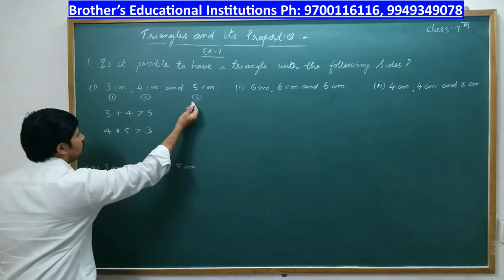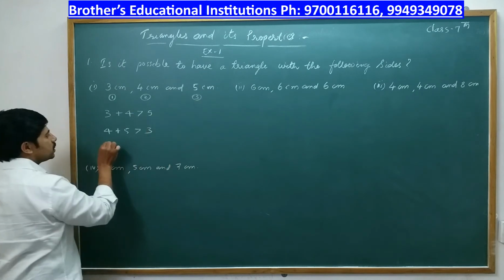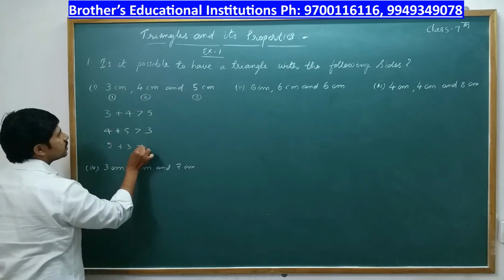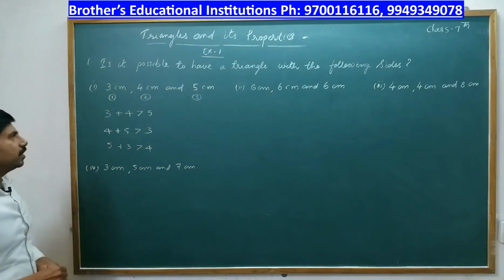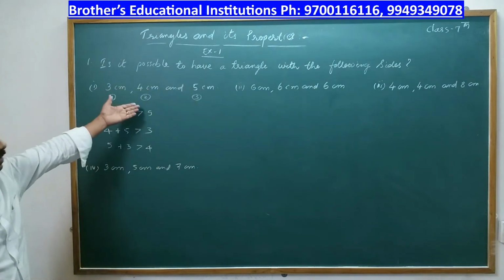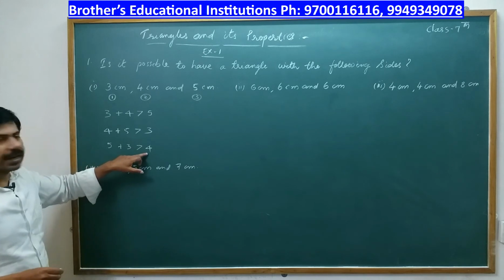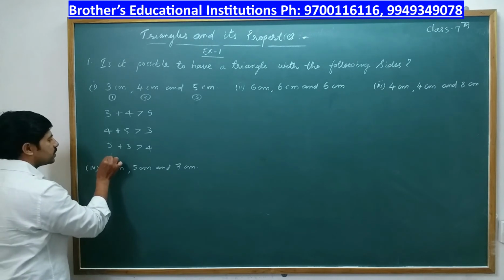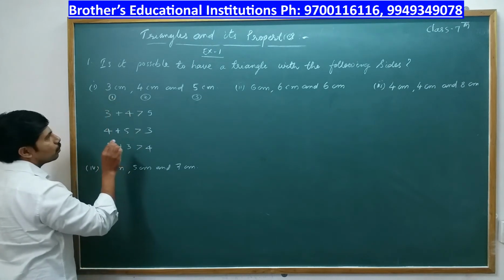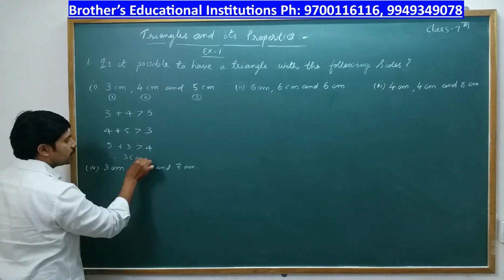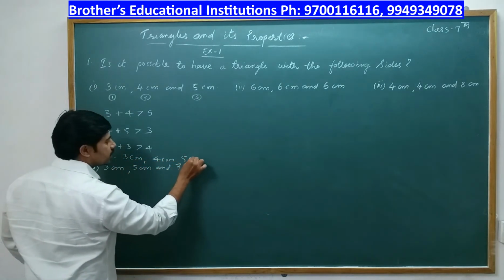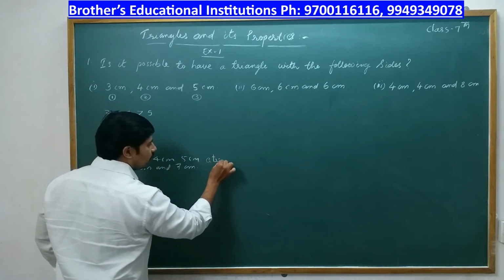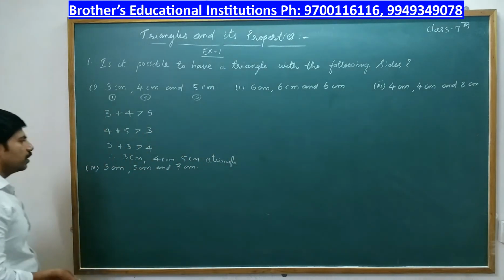Now I'll start with the third side. That means 5 plus 3 is greater than 4. Third side plus first side should be greater than the second one. So 5 plus 3 is 8. 8 is greater than 4. So it clearly satisfies all the conditions. Therefore, 3 centimeters, 4 centimeters and 5 centimeters can form a triangle. Okay, so this is completed.